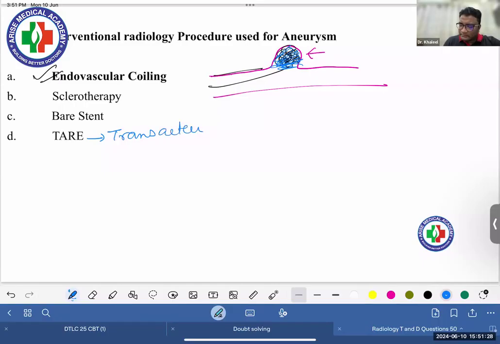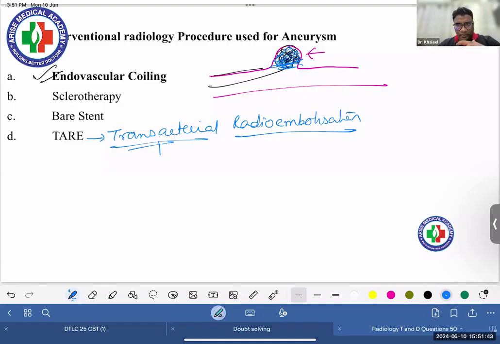Transarterial radioembolization. Anybody? You go through the artery and do radioembolization. Did you hear about this procedure anytime? You enter into the artery and you give yttrium 90. We use yttrium 90 to cause this radioembolization.